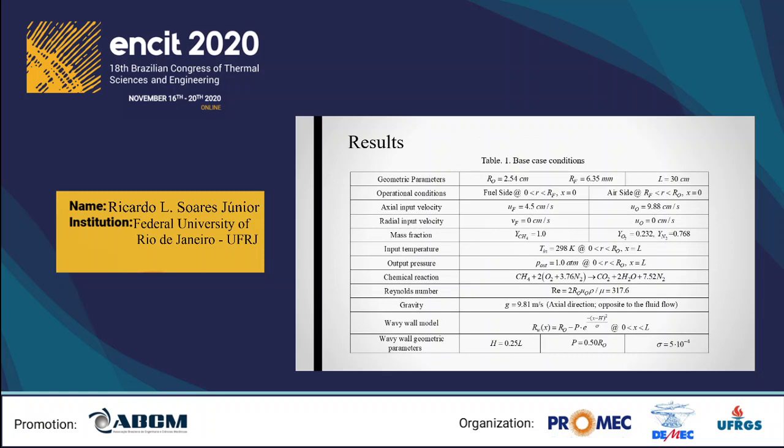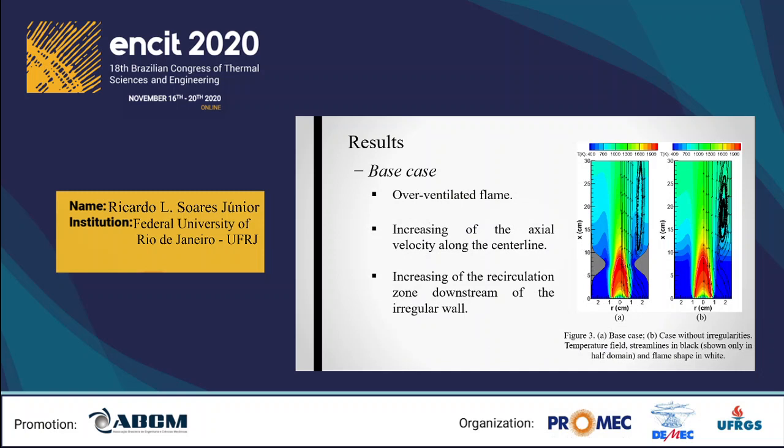Results. In order to explore the results, a base case is initially established. The base case operational conditions are shown in Table 1. Figure 3 shows the difference in the temperature field, streamlines, and flame shape between the base case and the limit case without irregularities. For better visualization, the results are plotted for a complete section of the burner, although the governing equations are solved in the axisymmetric domain. The flame presents an overventilated behavior for both cases.